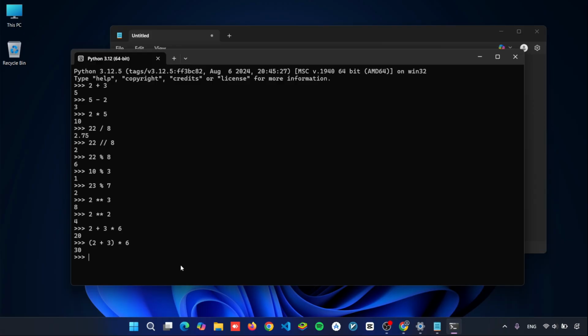And let's try a big number. For example, something like 2456578 times 578453. It gives us this big number, and that shows us that Python can handle big numbers easily.